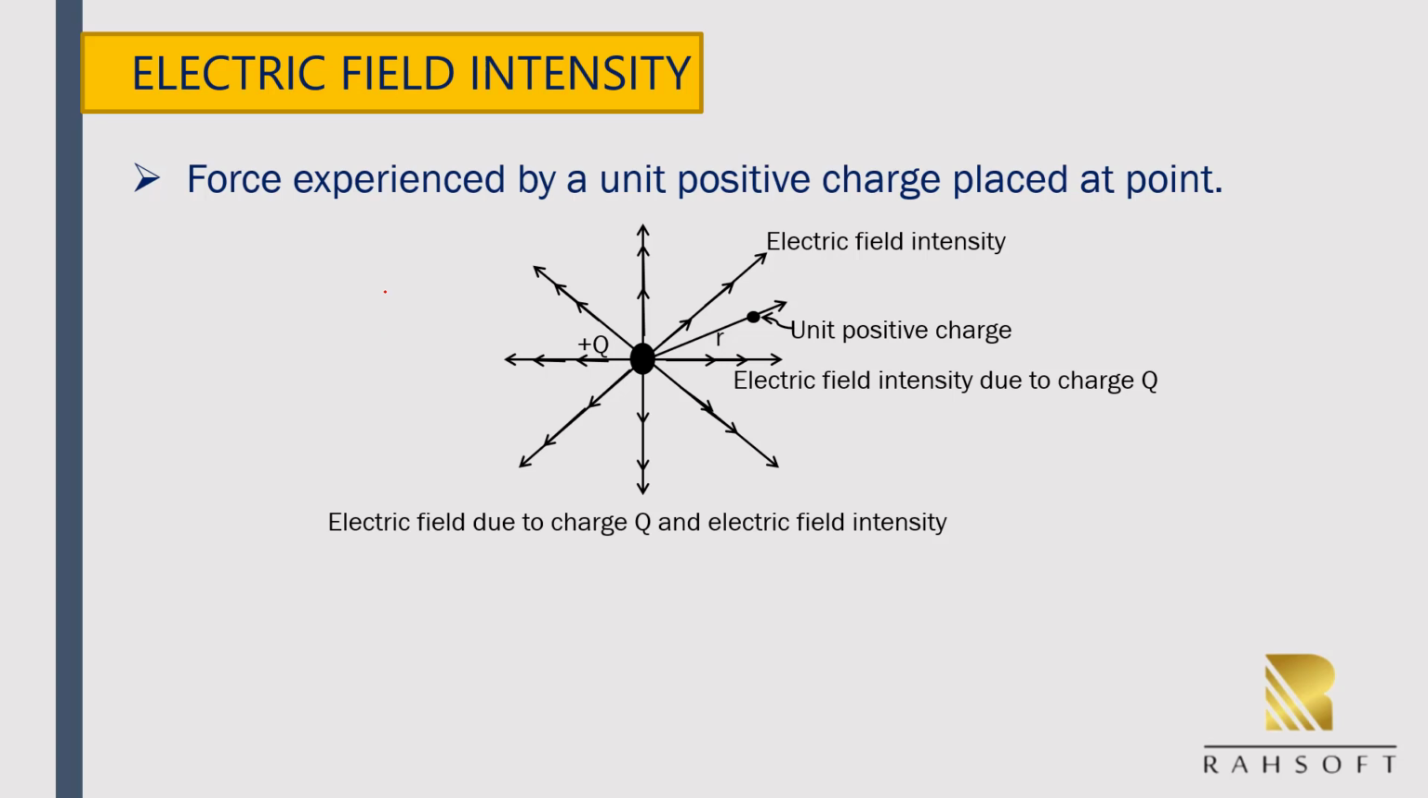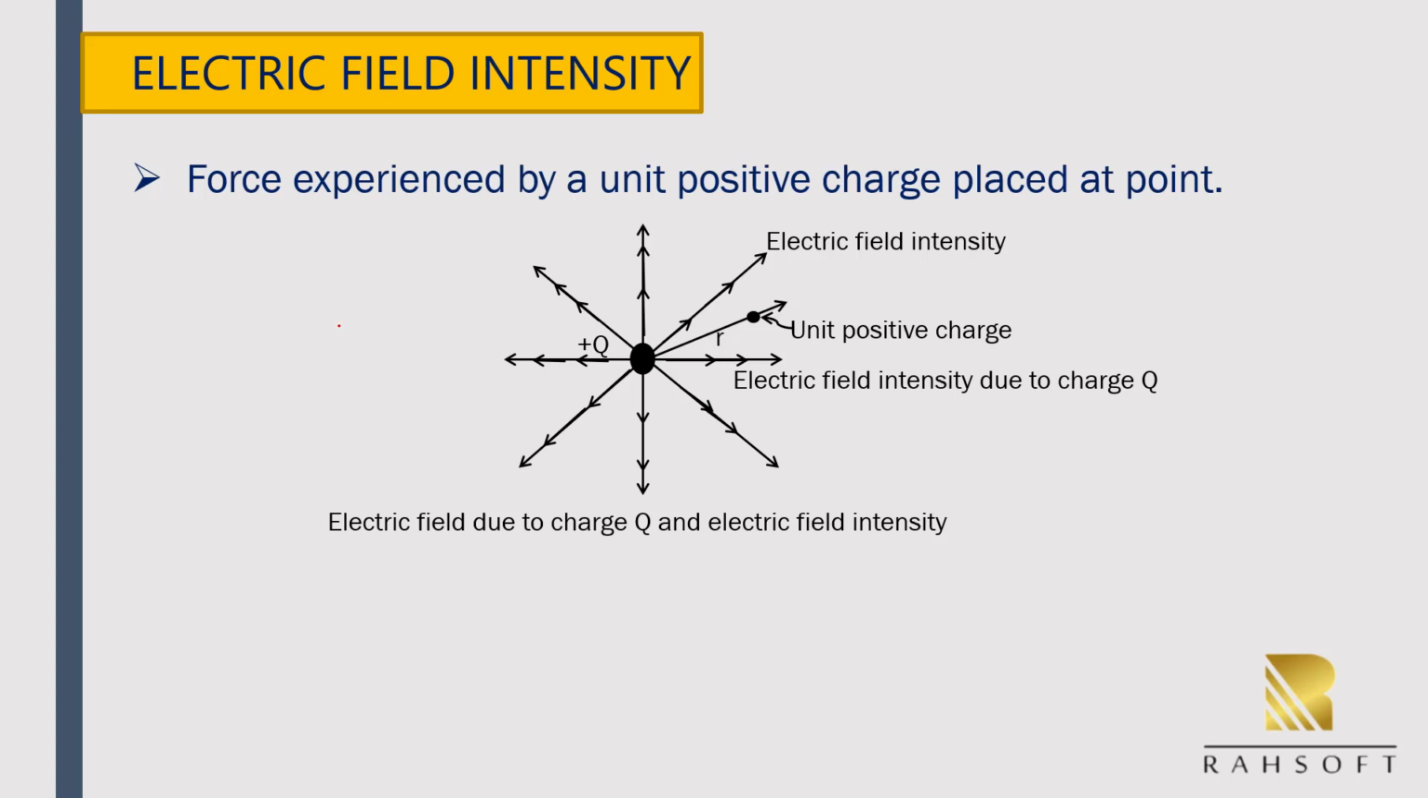The region surrounding an electric charge or a group of charges in which another charge experiences a force is called an electric field, and the intensity of the electric field at a point in the field is defined as the force experienced by a unit positive charge placed at that point.